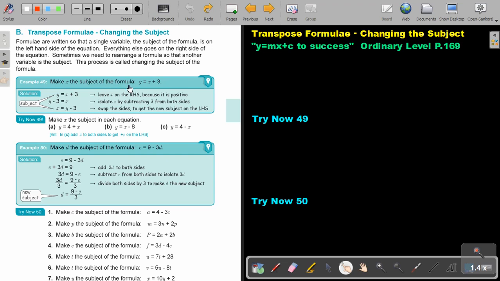Make x the subject of the formula. Now, if you look, there is x. In this case, y will be the subject, so I must rearrange it. Now, because x is positive, I leave it on the right-hand side, and I take the 3 to the left-hand side. Okay, so now this is my subject, but usually I don't write it on the right-hand side. I write it on the left-hand side. So now all that I will do is I will swap the sides without changing any sign. So swap the sides to get the new subject on the left-hand side.